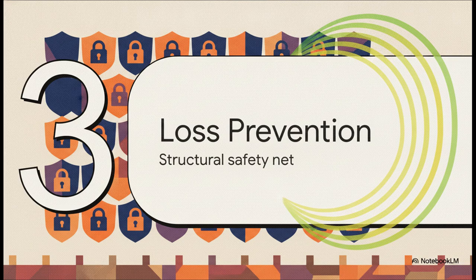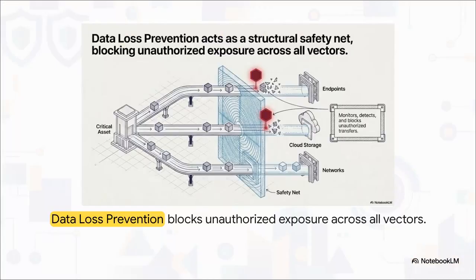Section 3, Pillar 2, Loss Prevention, your structural safety net. Data loss prevention, or DLP, acts as a physical safety net for your infrastructure. It's constantly monitoring, detecting, and physically blocking unauthorized transfers across all possible vectors. Whether a user is trying to move sensitive info to remote endpoints, some unknown cloud storage, or external networks, this structural safety net intercepts the unauthorized exposure and shuts it down instantly. It's the ultimate fail-safe for your assets.